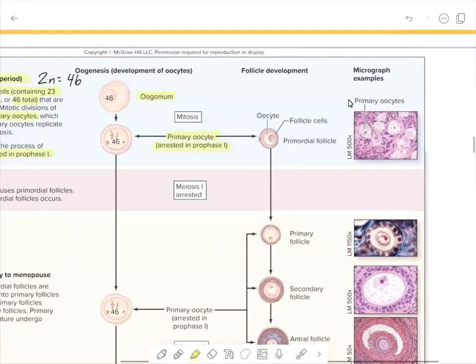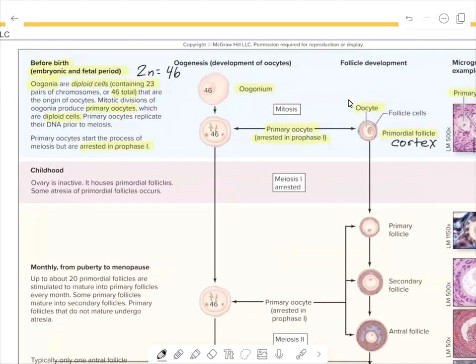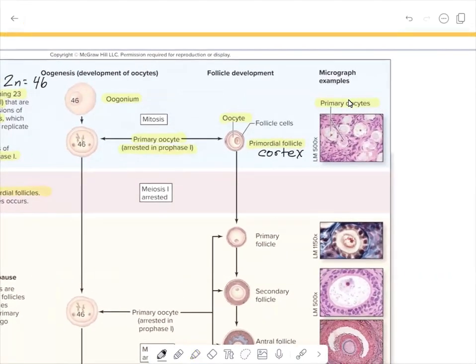This diagram is showing you the events not only of the cell developing in this column, but also the development of the follicles, which are the cells that sort of surround and nourish that oocyte. For the follicles, we see a primordial follicle with the oocyte inside of it. The histology would look like this with a primary oocyte. The primordial follicles are going to be located in the cortex of the ovary. During childhood, the ovary is inactive and it still houses those primordial follicles, and meiosis 1 stays arrested in prophase 1.